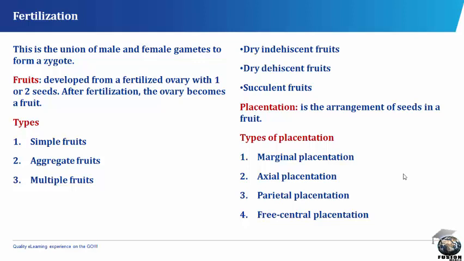Follicle is formed from one carpel and splits on one side only. Examples, Sodom apple and Cretis. For the capsules, they are formed from two or more carpels and split longitudinally. Examples, Dutchman's pipe and castor oil.